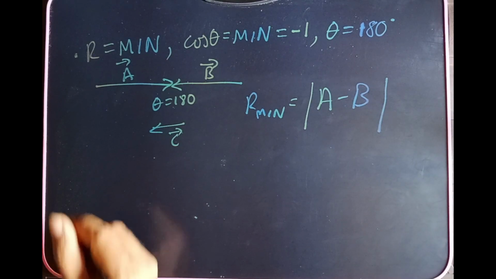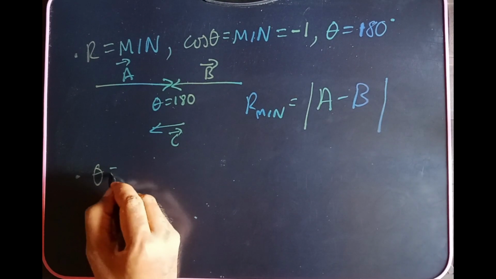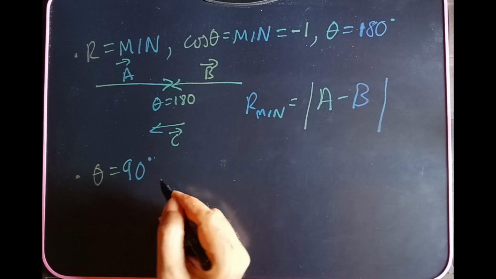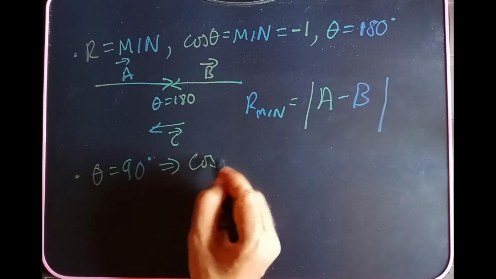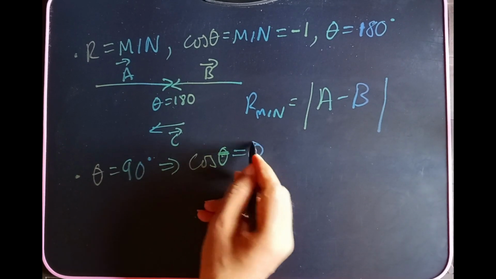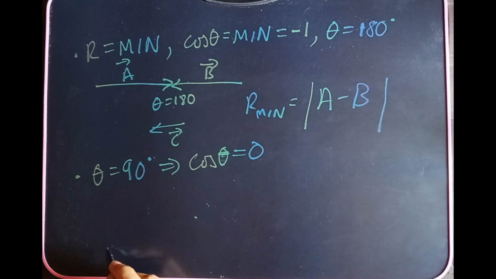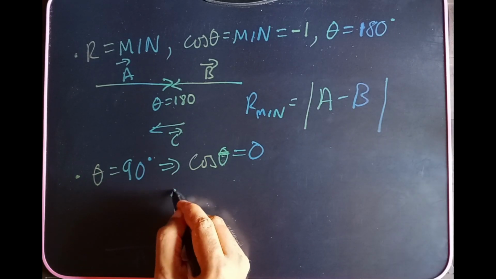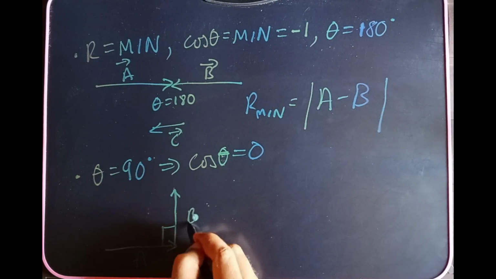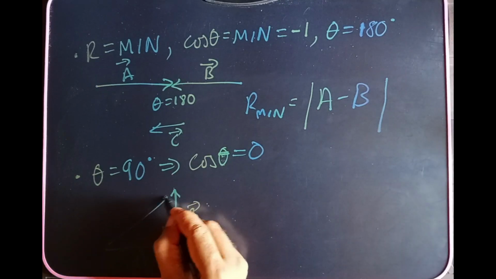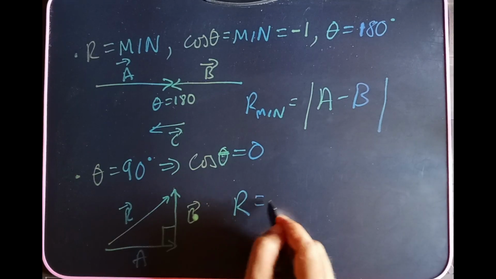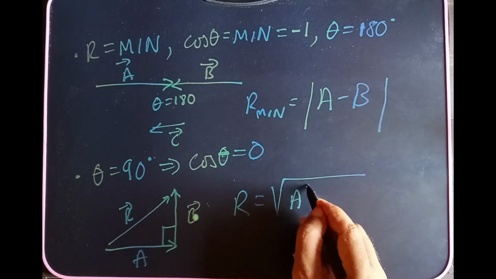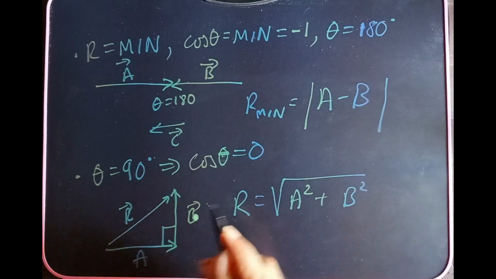Another case is when theta is equal to 90 degrees. When theta is equal to 90 degrees, what will happen? Cos theta will become equal to 0. That means we have a vector A and the other vector B is perpendicular to it. That means this is the resultant vector R. In such a case, the resultant is equal to the square root of A square plus B square after you solve that equation.